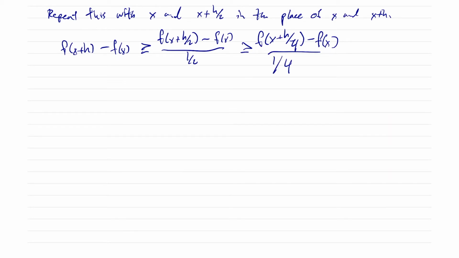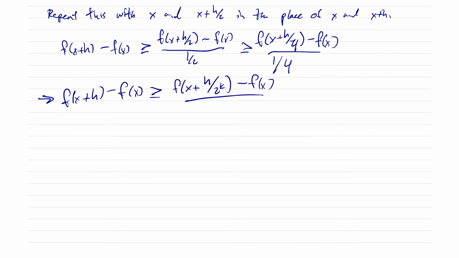And so we keep that going, and then ultimately what do we get? We get f of x plus h minus f of x is bigger than or equal to f of x plus h divided by 2 to the k minus f of x, divided by 1 over 2 to the k. And you can really see here how we're building up to the derivative.